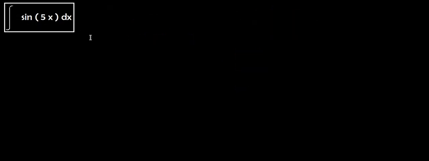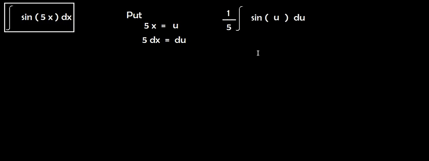Let's take another problem. In this problem, we have sine 5x dx. Here 5x is the argument for the sine function. It is a trigonometric function, and if we substitute 5x equals to u, then you can solve it. How? Let's see. Now you can differentiate both the sides. Now you can substitute the value of x and dx in this equation. Now this integral has been converted with respect to u, and it is sine u du.